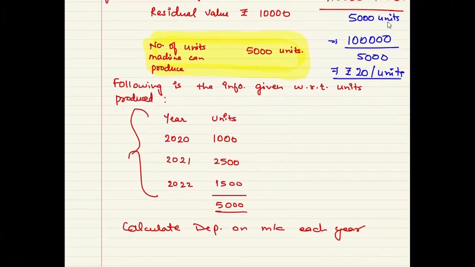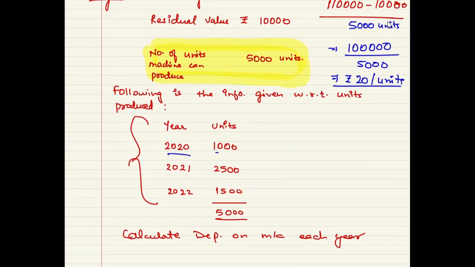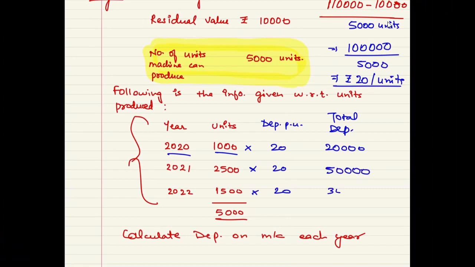So if in year 2020, 1000 units are produced, depreciation per unit is rupees 20. So total depreciation would be 1000 into 20, 20,000. Then 2500 into 20, that would be 50,000. And here it would be 30,000. So this way, the whole 1 lakh will be written off in the 3 years based on the units which are produced, because the machine is being depleted based on the units.